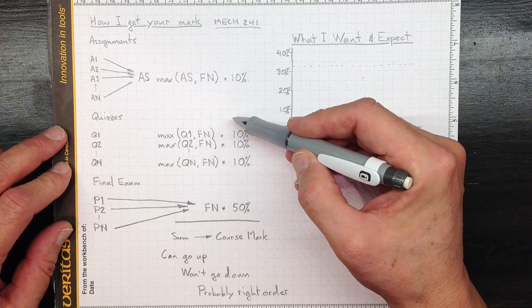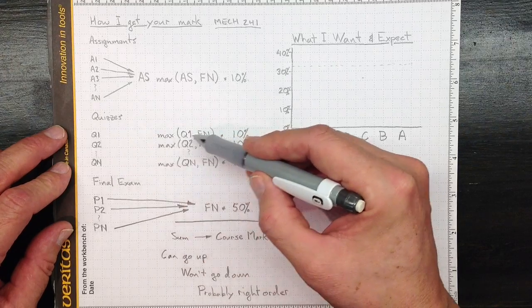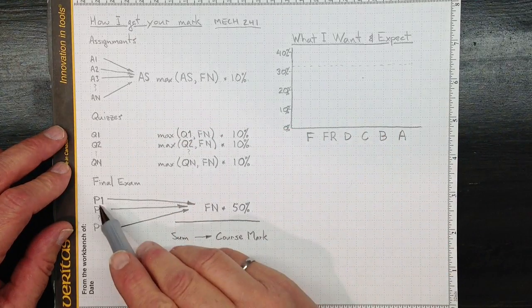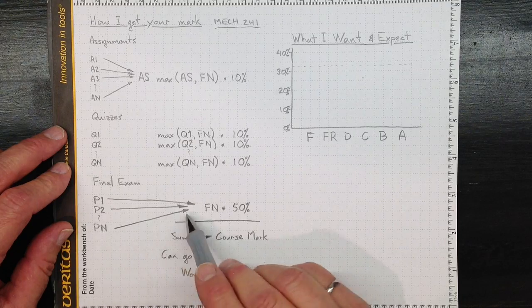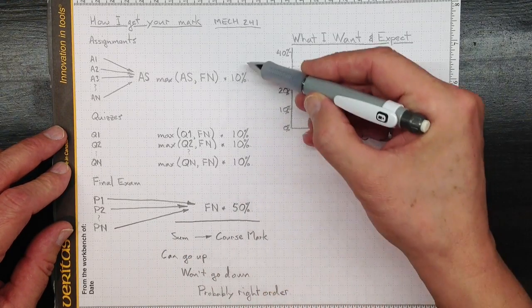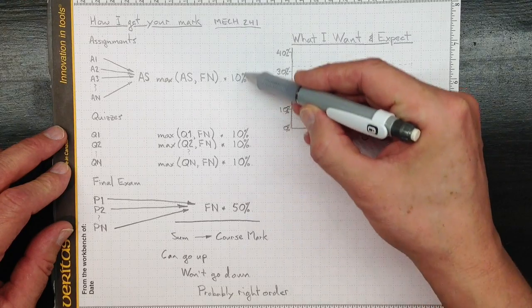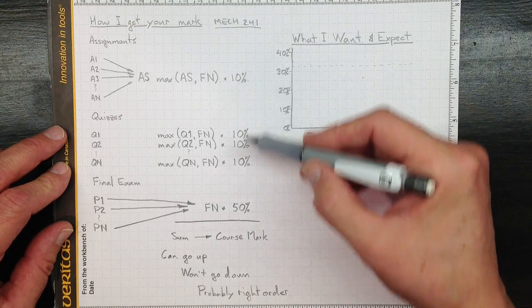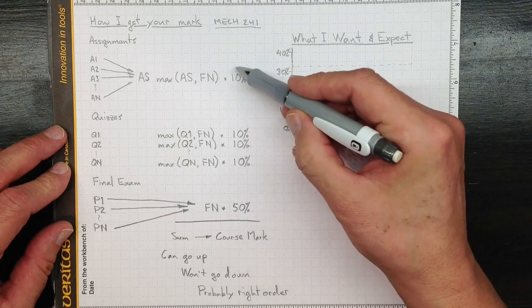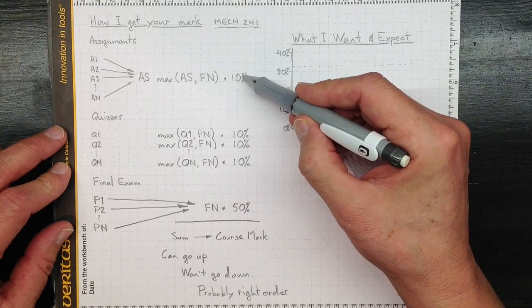I'll take each of your quizzes individually and carry them forward. And I'll take each of the problems on the final exam and add them all together to get a final exam mark. Now those will be split among some fraction, typically about half for the final exam, a fair bit for the quizzes, and about 10% for the assignments.